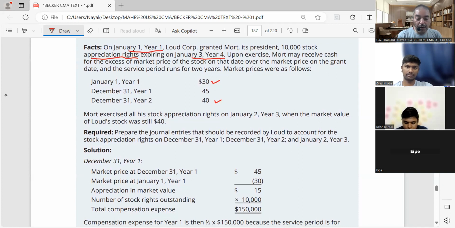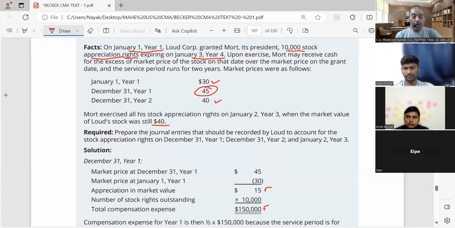Not accessed all the stock appreciation rights on January 2nd, year 3, when the market value was still $40. Prepare the journal entries for the year. Now, first year calculation. Market price as on December 31st, year 1 is 45. Okay, that is this figure. And on grant date, when you originally accepted the agreement, it was $30. So difference of appreciation is $15 per share. So that is your $15 appreciation. Number of stock outstanding, how much he has accepted? 10,000 stock. So 10,000 into 15, this amount is 1,50,000.